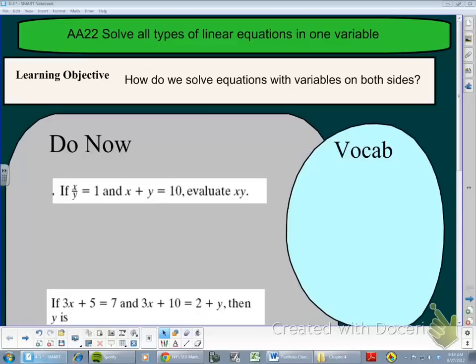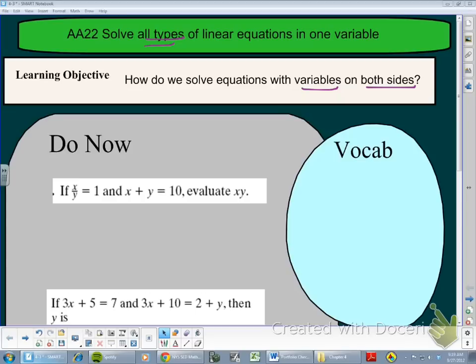Okay, this is solving equations part 3. So we are still working on the performance indicator or the integrated algebra standard, solve all types of linear equations in one variable. And the question today is, how do we solve equations when we have variables on both sides of the equation? All right, so you want to pause the video and do the do now problems.